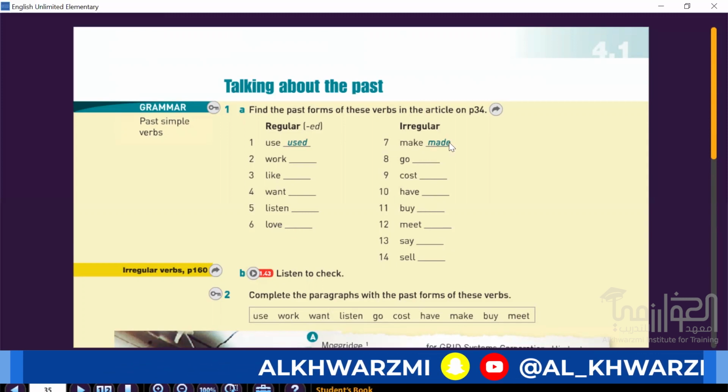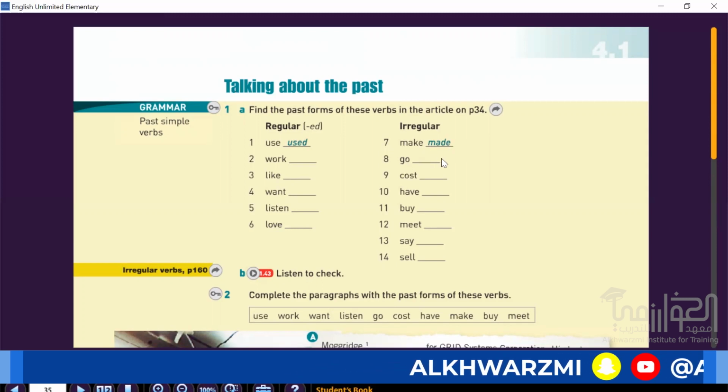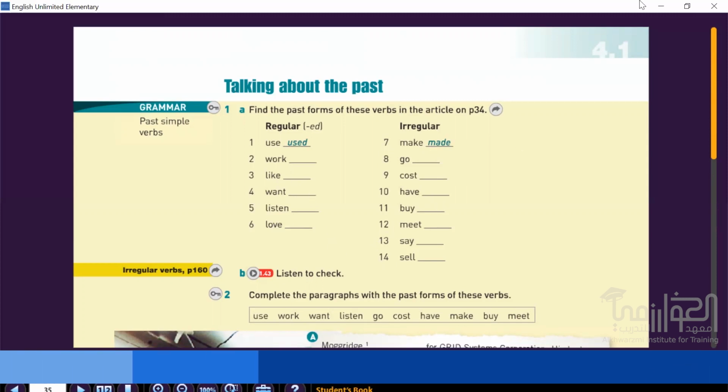So make is made, go becomes what? Went. Now I want you to complete the rest, and then you check your answer. Pause the recording and complete them before you look at the answer.